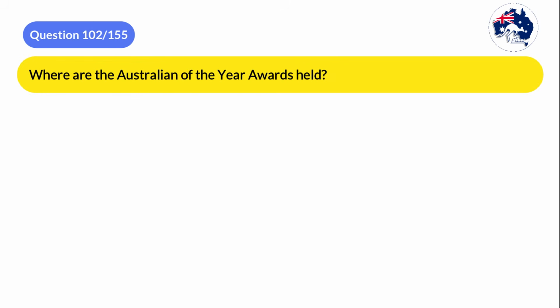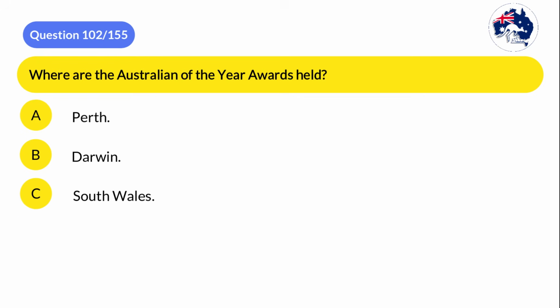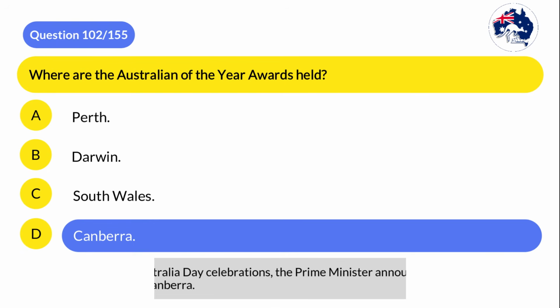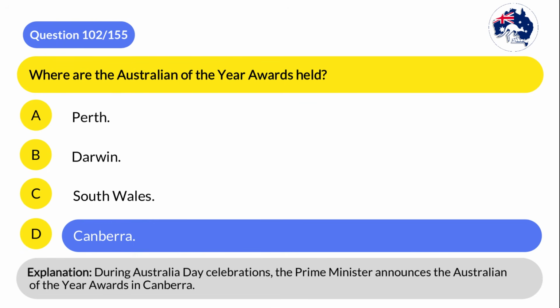Question 102. Where are the Australian of the Year awards held? A. Perth. B. Darwin. C. South Wales. D. Canberra. The correct answer is D. Canberra. Explanation. During Australia Day celebrations, the Prime Minister announces the Australian of the Year awards in Canberra.